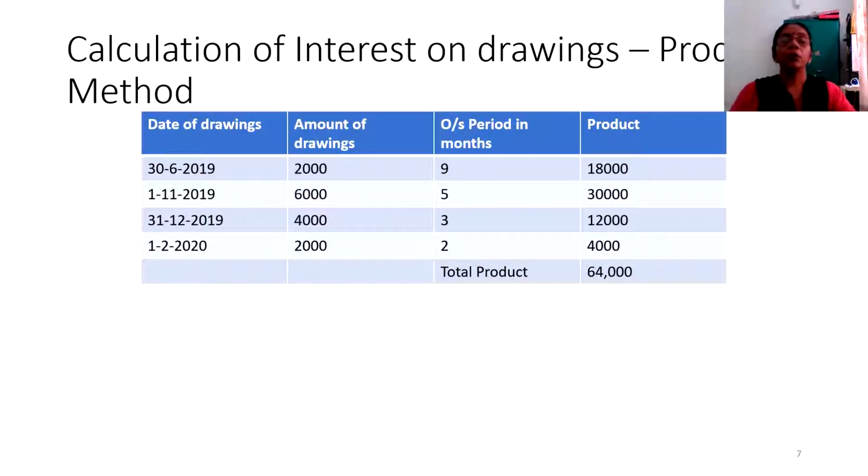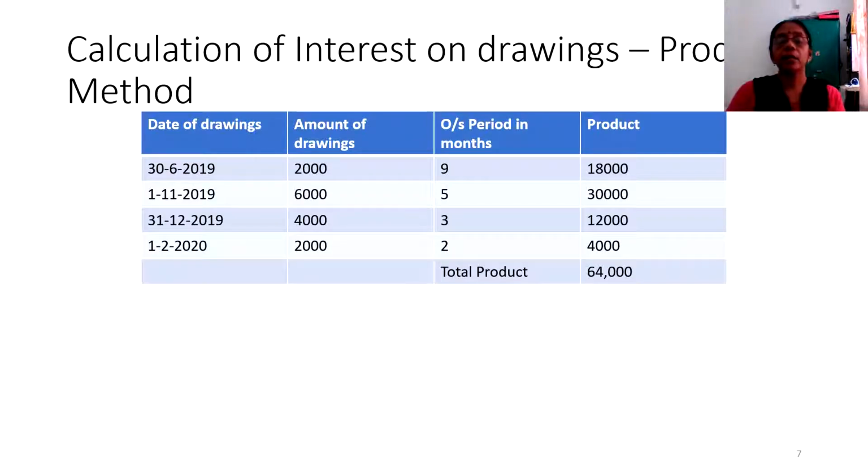So a table computation is a requirement. As you all know, you have 4 columns: date of withdrawal, amount of drawings, outstanding period in terms of months, and product. Now, to take down from the question, the first and second columns, you just have to copy the given question accordingly, correctly into your table. Calculate the outstanding period. Keep the final edge as 31st March 2020.